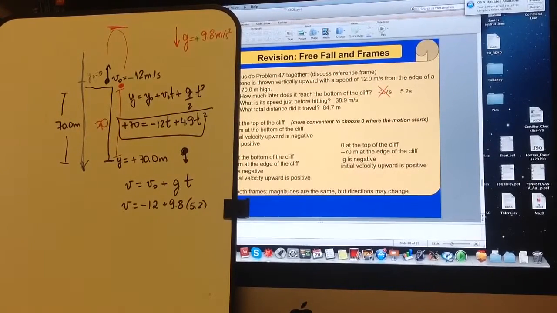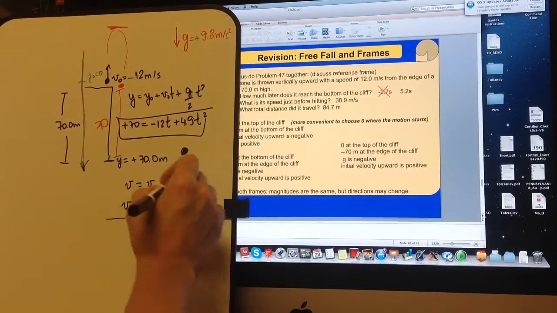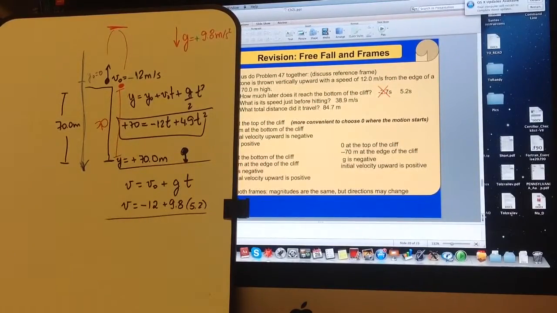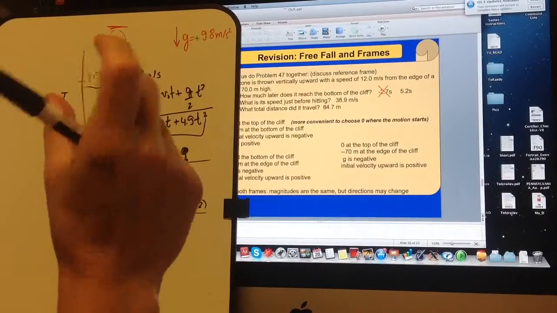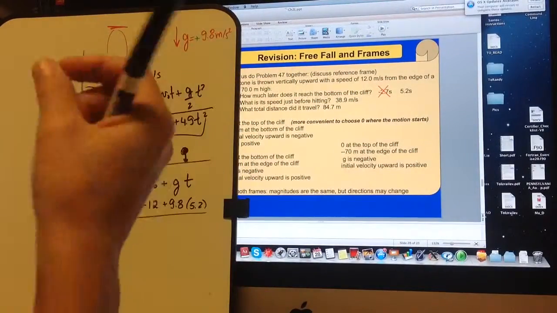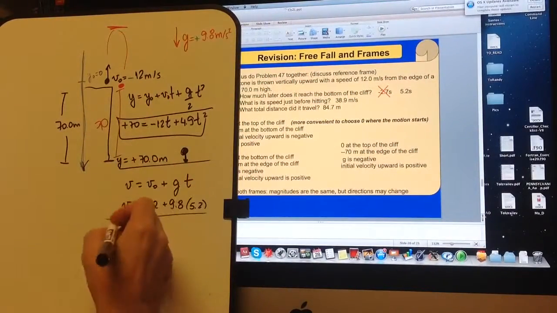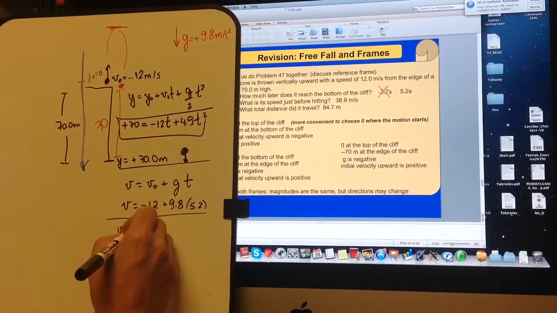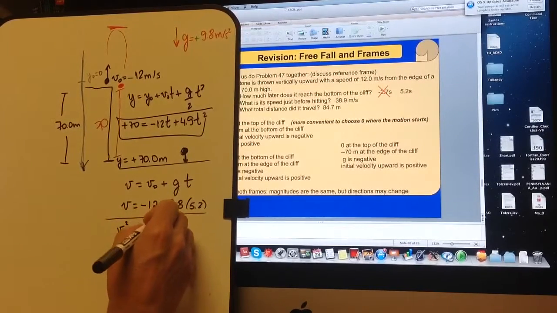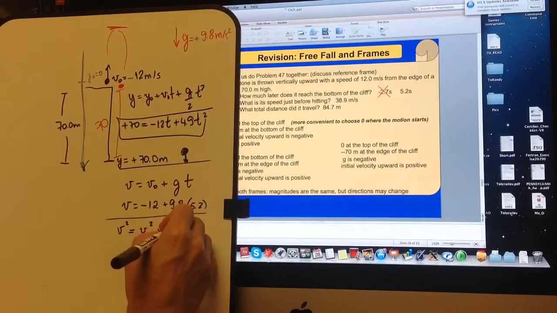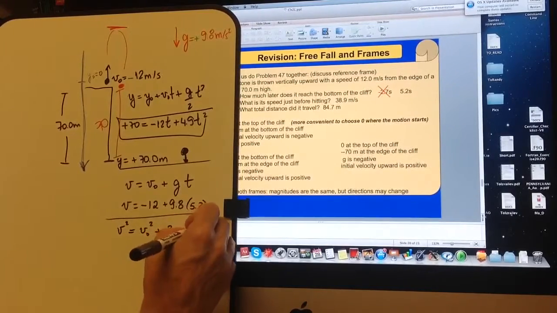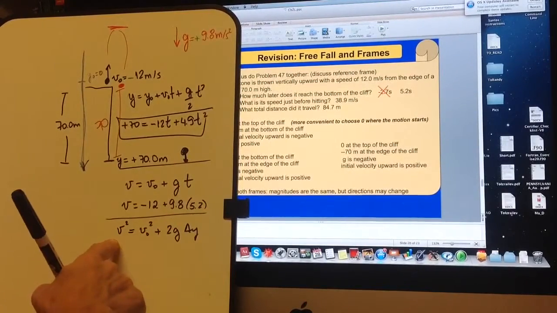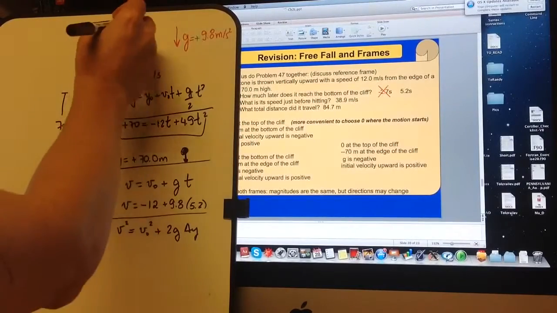Well, to know how much it travels up, it's information that we need about how far we go. We don't need information about time. So a good way to go is to use that equation. V squared is equal to V naught squared plus 2G delta Y. Okay. What is V squared, the maximum height?